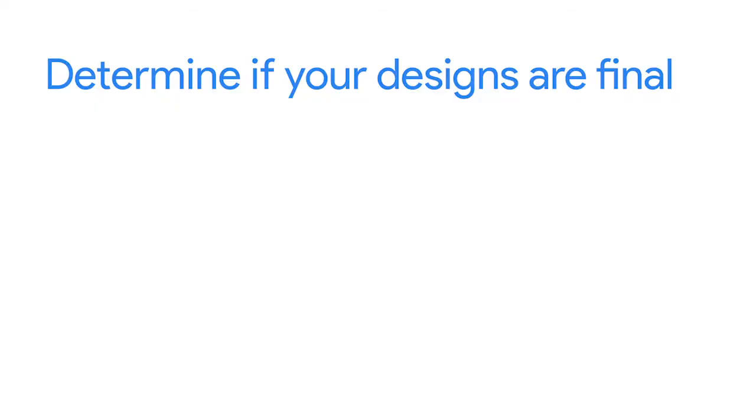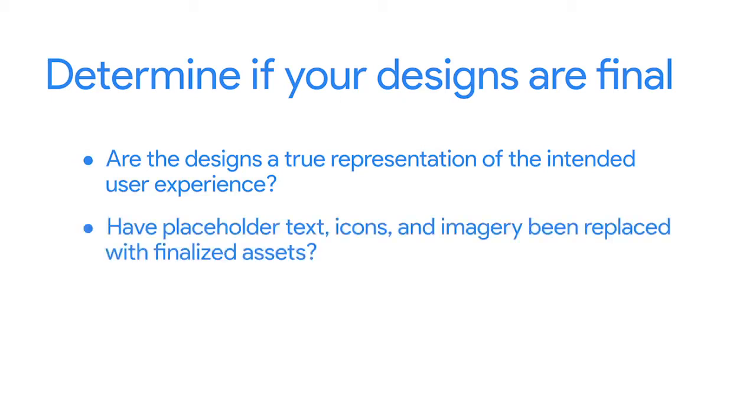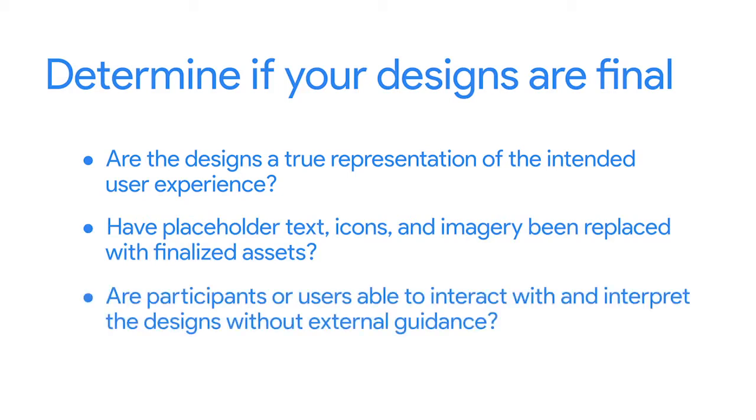These developers will be working with your final designs, but how do you determine when your designs are final? Here are a few things to ask yourself. Are the designs a true representation of the intended user experience? Have placeholder text, icons, and imagery been replaced with finalized assets? And are participants or users able to interact with and interpret the designs without external guidance? If your team can answer these questions with a resounding yes, then you've done it. You've finalized your designs, and it's time to hand off the designs to engineering for production.